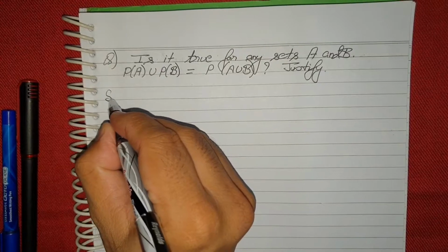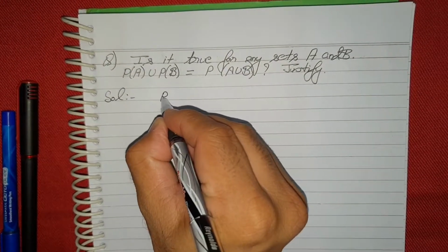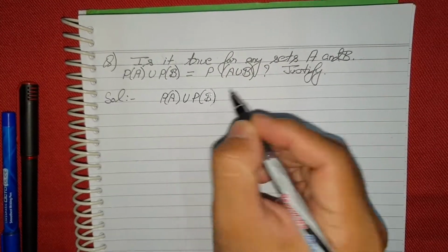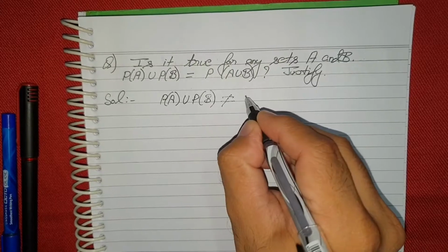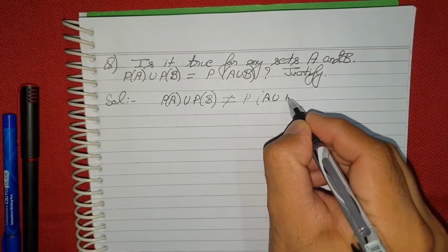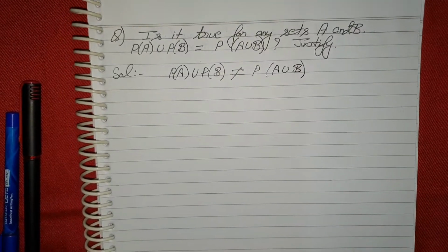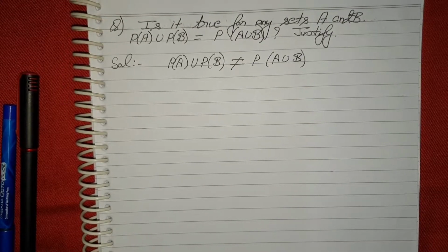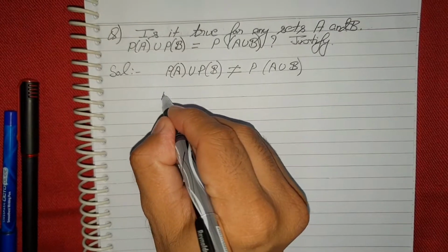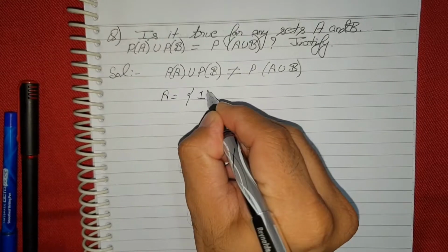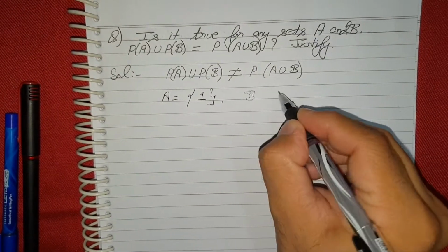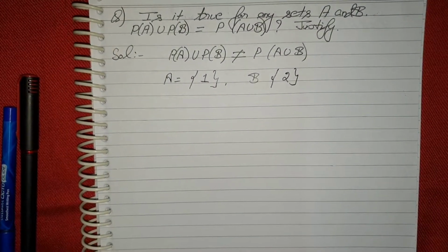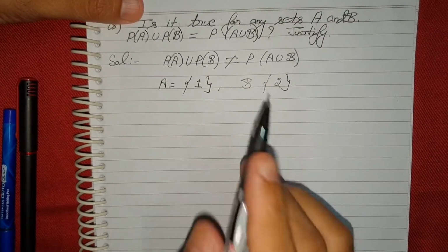First of all, I want to say that PA union PB is actually not equal to P of A union B. Okay, now we have to prove this also. So why this, we'll take an example, and we will take a very simple example. Now let A be {1}. So this is a set. B is another set whose element is 2.